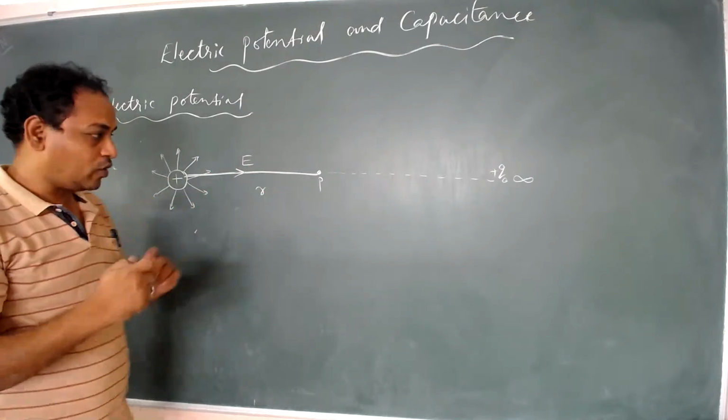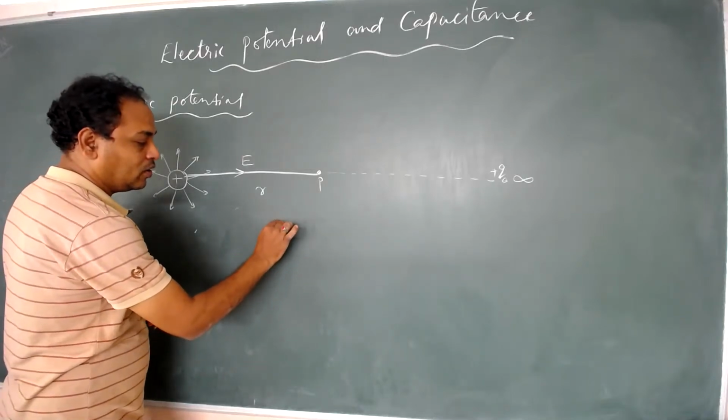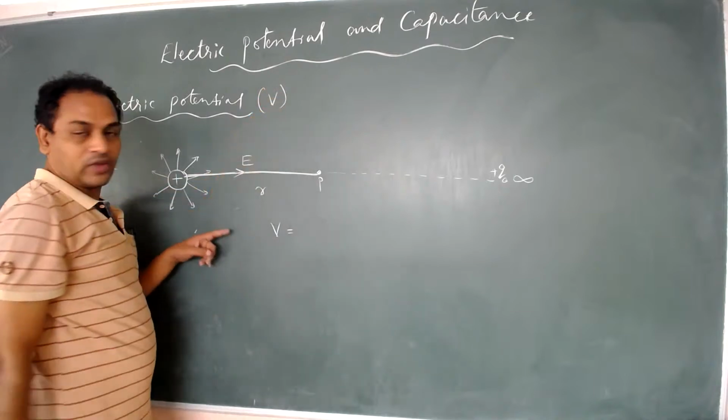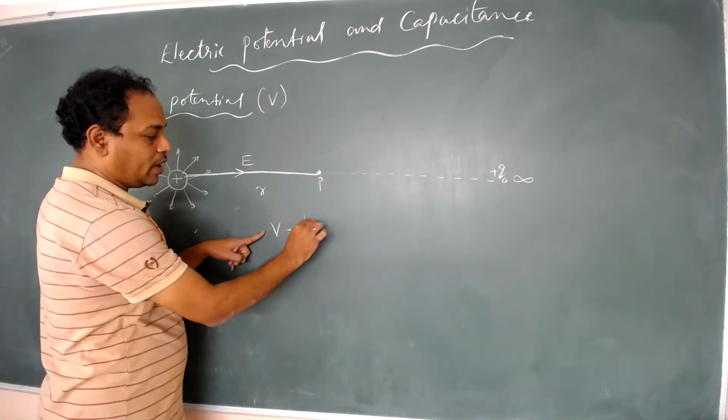Clear what I am saying? So for this, we can write a formula. V is nothing but the electric potential. We will represent it with the letter V. So work by charge.